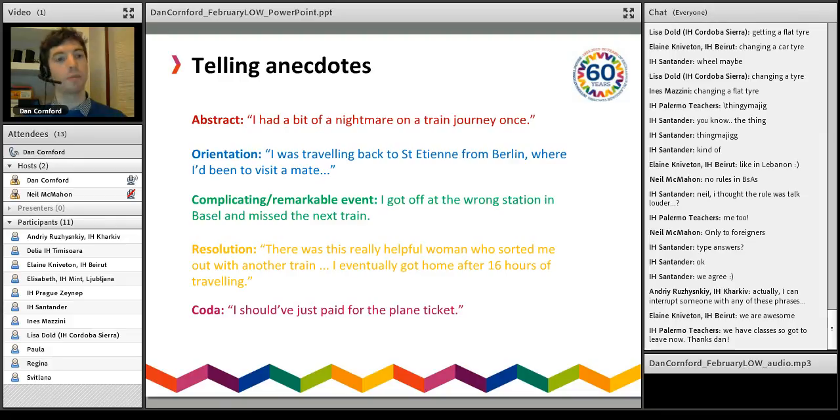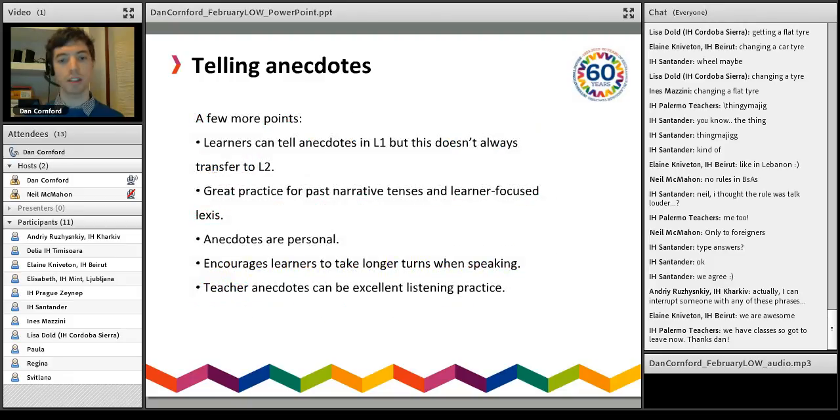Obviously, I added in quite a bit more detail for each of these. Nonetheless, the structure was there, and I think making that structure explicit to students is handy for them. Okay, a few more things that I'd like to say about anecdotes. As I said before, the ability to tell anecdotes is not particular to English. It's universal, but it doesn't always translate into L2. And like I said, I think making the structure and the language that we typically use for each part of the structure explicit to our students might help them.